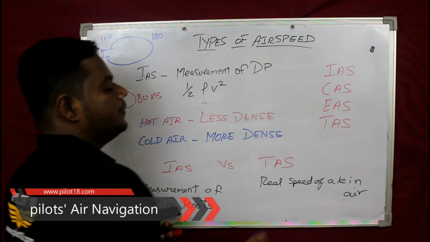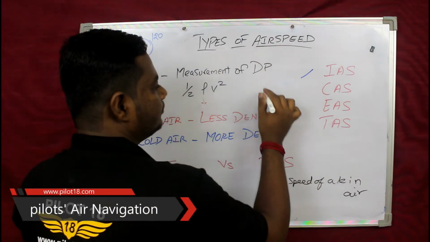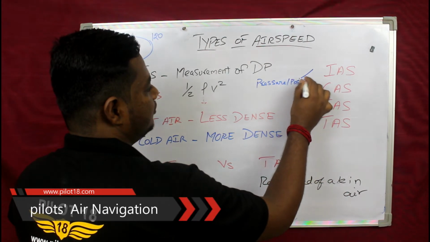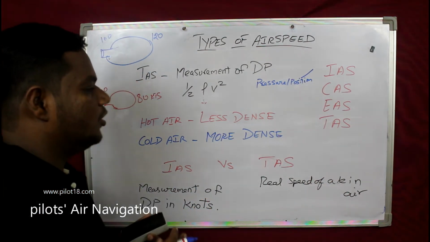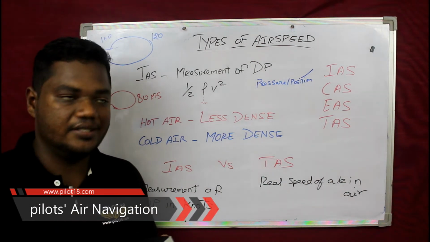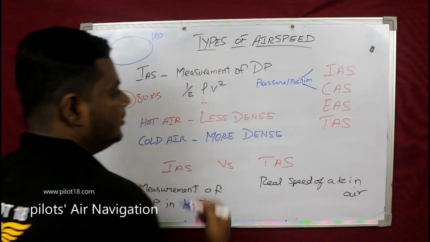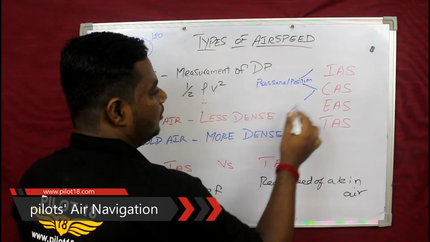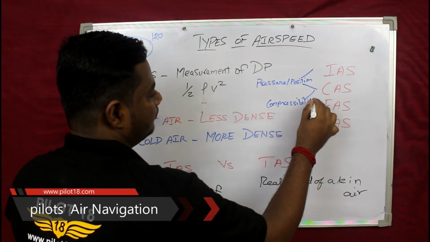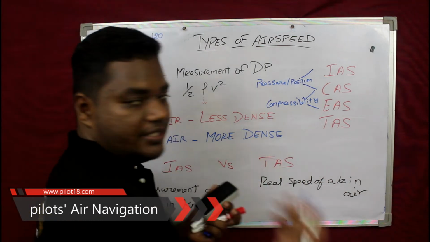So when indicated airspeed is corrected for pressure and position, we already discussed what is pressure and position error. Due to the turbulent flow, there are chances for error. So when we compensate the error, the speed we get is calibrated airspeed. Okay, after the calibrated airspeed is compensated for compressibility, we get equivalent airspeed. Okay, compressibility also we discussed.